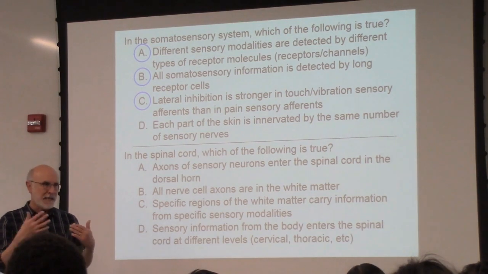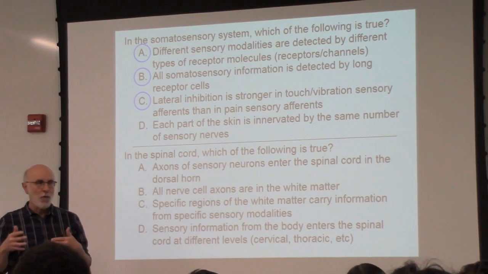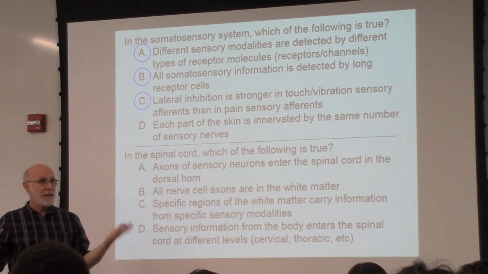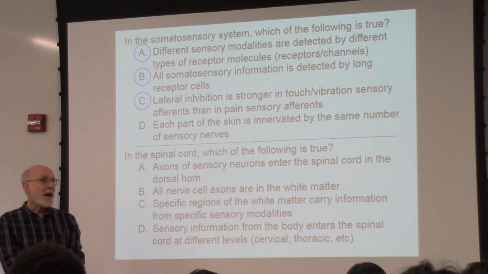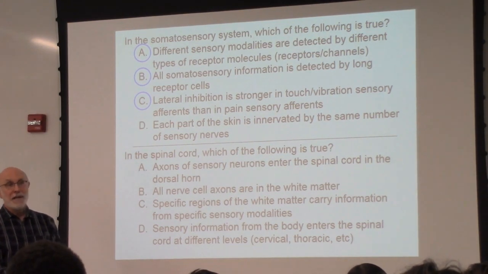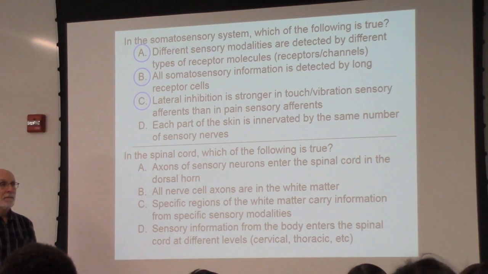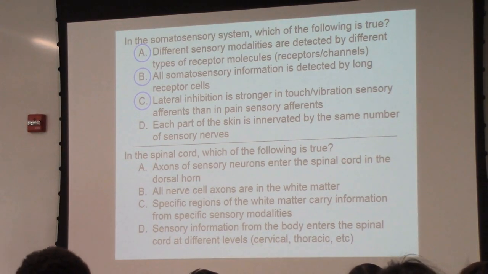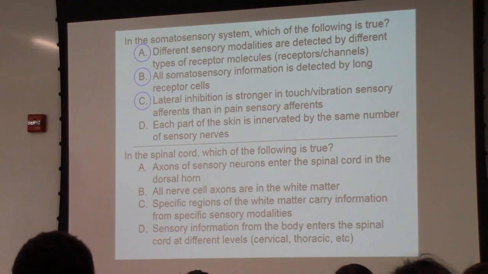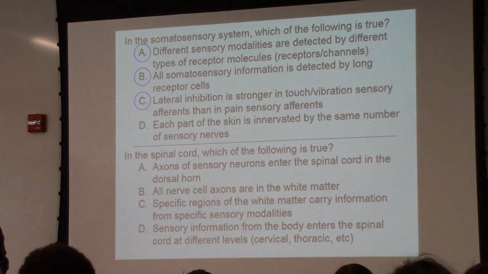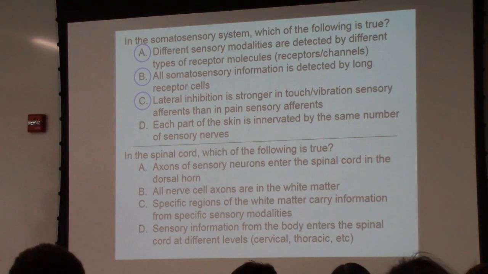Soma, body, just like cell body. Soma, somato, plural of soma, sensory, sensing our body. Olfactory also has long receptor cells, but is not somatosensory, that's olfactory. Visual does not have long receptor cells, and it's not somatosensory, it's visual. If the question had read, all long receptor cells are somatosensory, carry somatosensory afferents, that would have been a false statement.